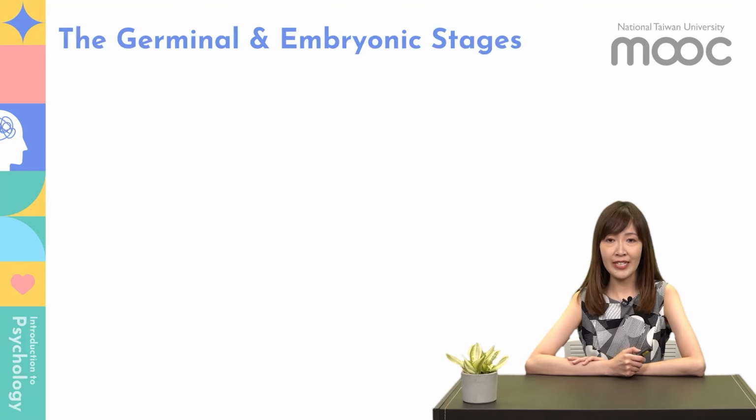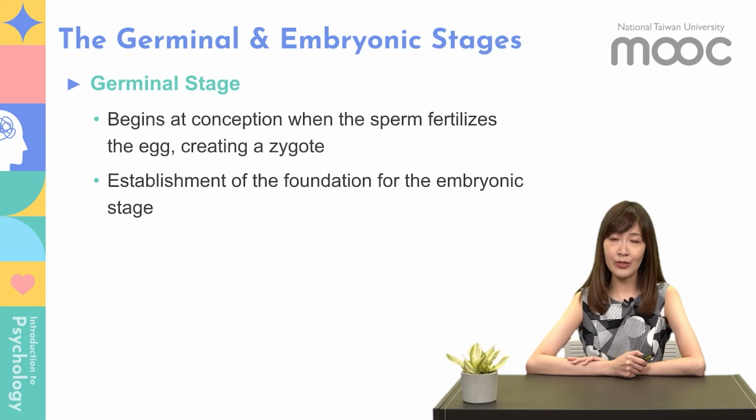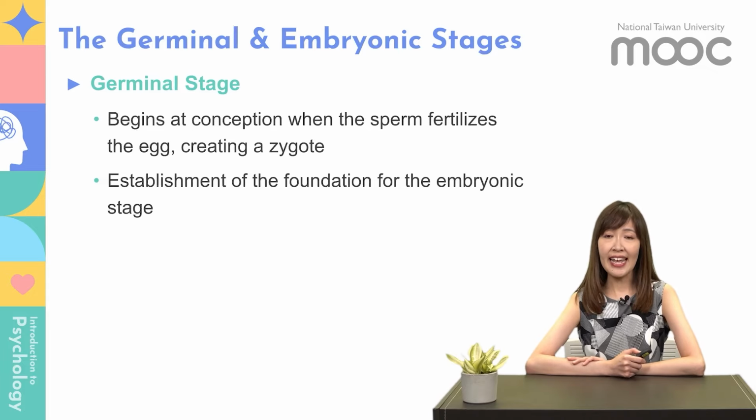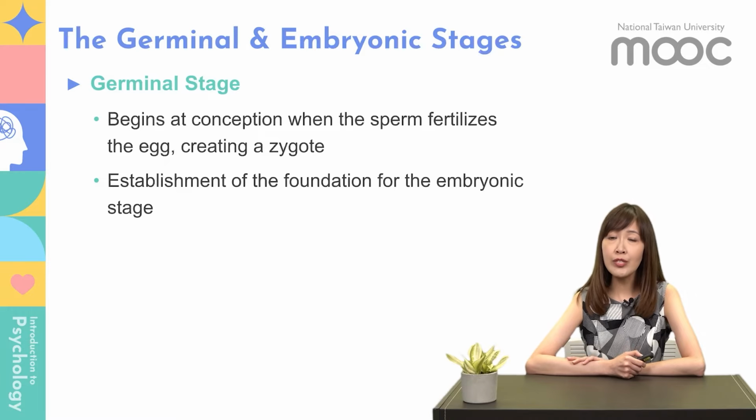Let's start with the first stage, the germinal stage from 0 to 2 weeks. During this time, our life begins. The egg and the sperm combine together to form a zygote. The egg is fertilized in a fallopian tube, and then it divides several times as it moves toward the uterus. And then it implants into the uterine wall and forms the placenta. That is how our life begins. This stage also includes the separation of the 3 germ layers, which will later develop into our major organs. So this is the first stage, the germinal stage.